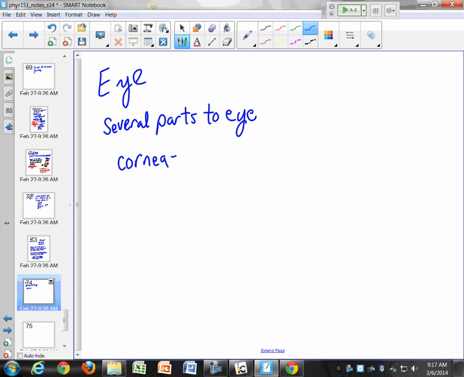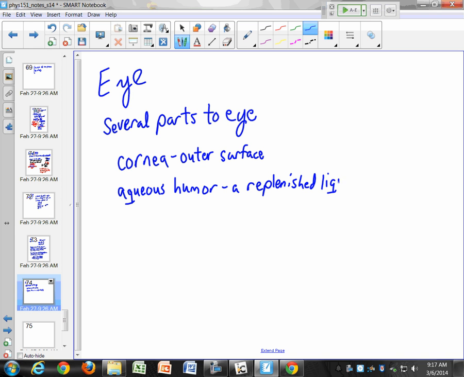This is the outer surface of the eye. The aqueous humor. This is a liquid that is replenished. I'm just going to call it a replenished liquid. I'll show you where it is in just a moment. So this aqueous humor drains out of your eye, and then it's constantly replenished. And that can cause some problems with pressure that we'll talk about in just a second. So the aqueous humor is just this replenished liquid.